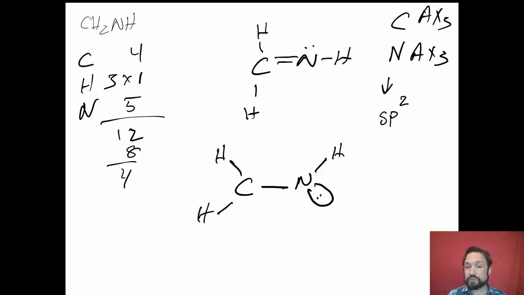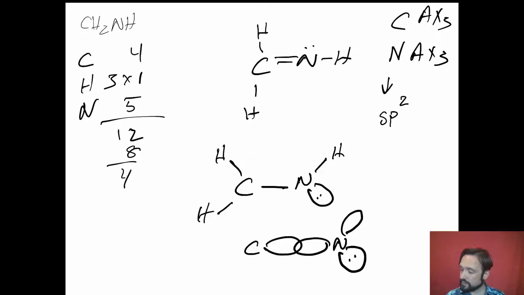What does this look like in terms of my orbitals? I've got a carbon, and I've got my nitrogen. There's my sigma bond, formed by my two sp2 orbitals. Here's my hydrogen. It's got an s orbital. So we can see our sigma bonds here in red.